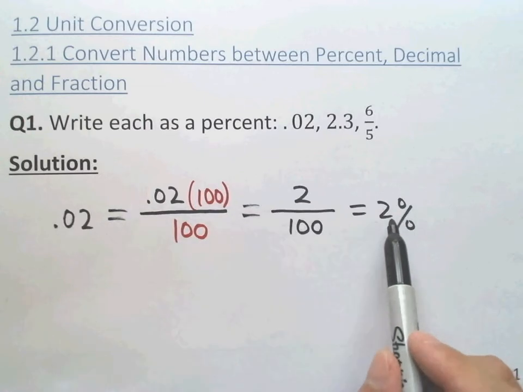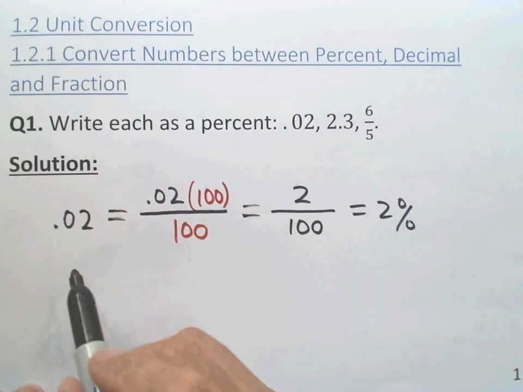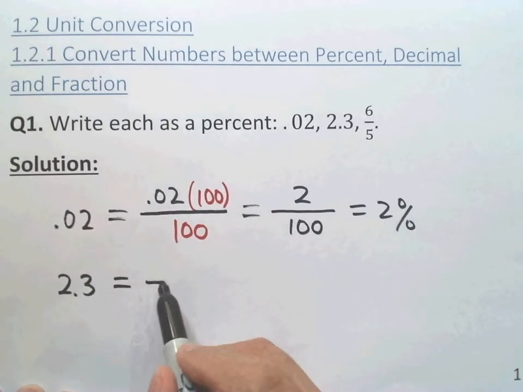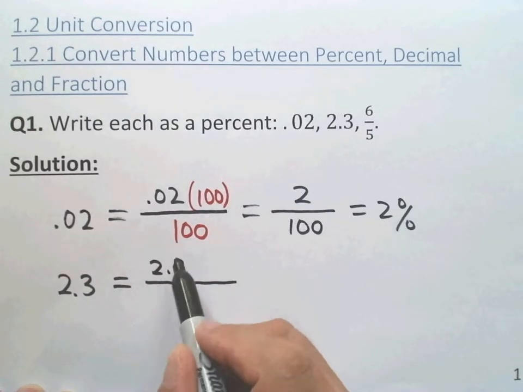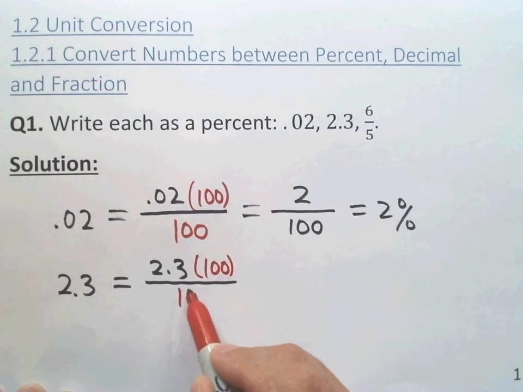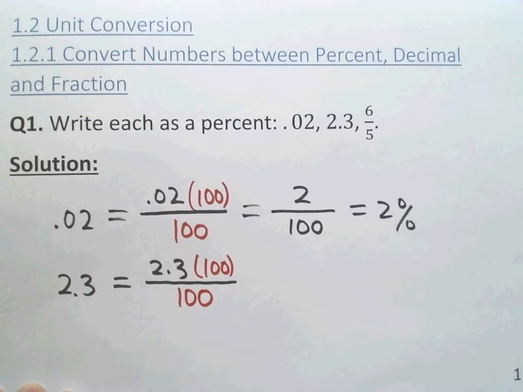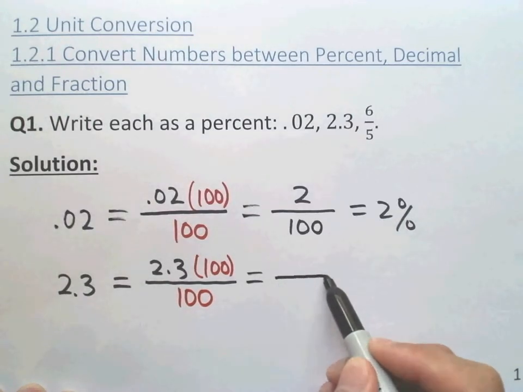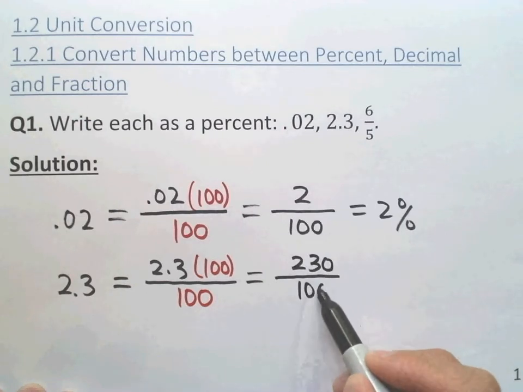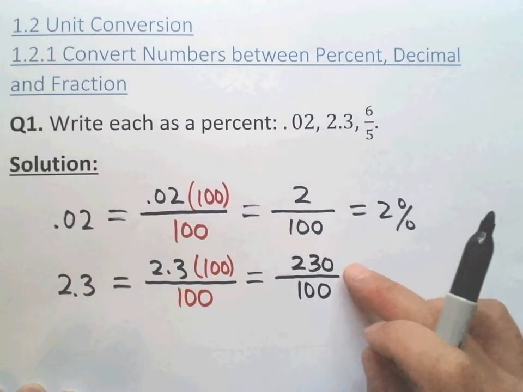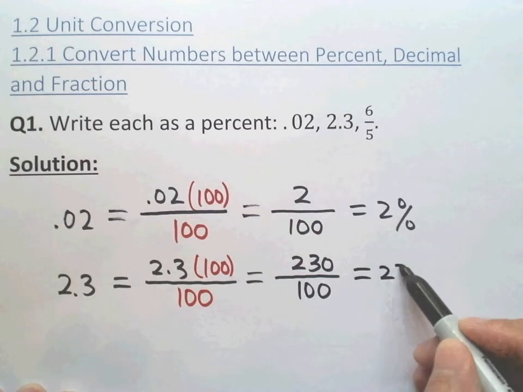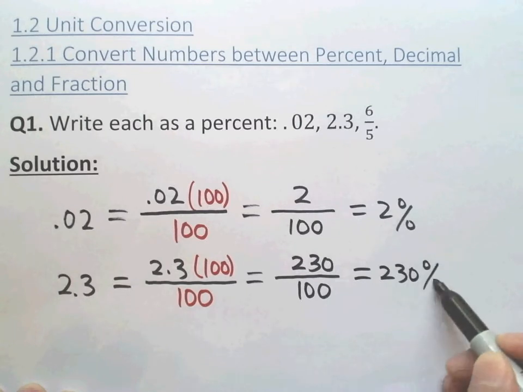So 2.3 is the beginning. We times 100, and the bottom we also times 100. After times 100, we will get 230 over 100. What does this mean? 230 out of 100, which means 230%. Okay, so this is the percent.